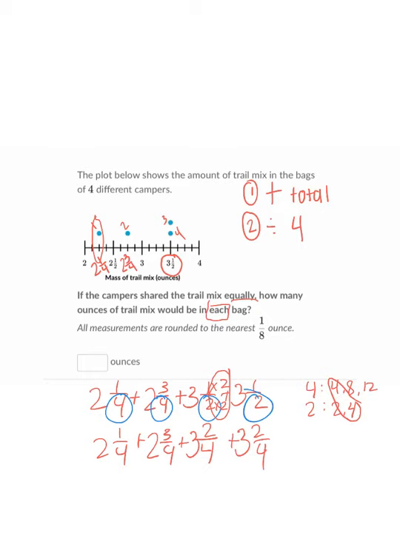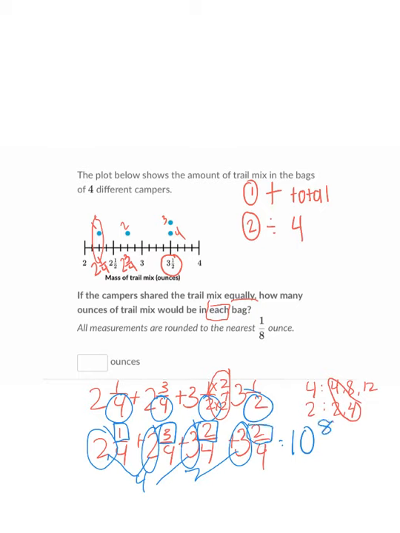And now I'm going to add all of them up. I can start by adding up the whole numbers. I've got 2 plus 2 is 4, plus 3 is 7, plus 3 is 10. And then I can add the numerators. We do not add our denominators. They stay the same. 1 plus 3 is 4, plus 2 is 6, plus 2 is 8. So I end up with 10 8/4.